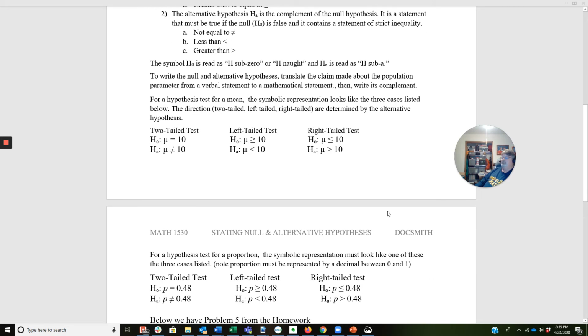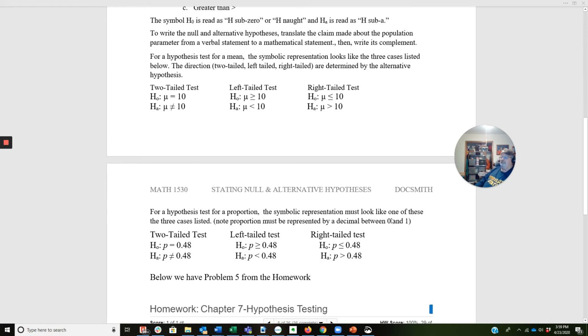Then if we go on to proportions, now notice all of these have to be between 0 and 1, so we're using 0.48 for our sample. A two-tailed test, it's equal to or not equal to 0.48. The left-tailed test, 0.48 is greater than or equal to, and the alternative is less than 0.48, and of course the last case. So you notice the way you do this, whether it's a mean or a proportion, they follow the same format, the same pattern for which one of these cases you'll use depending on the problem that you have.